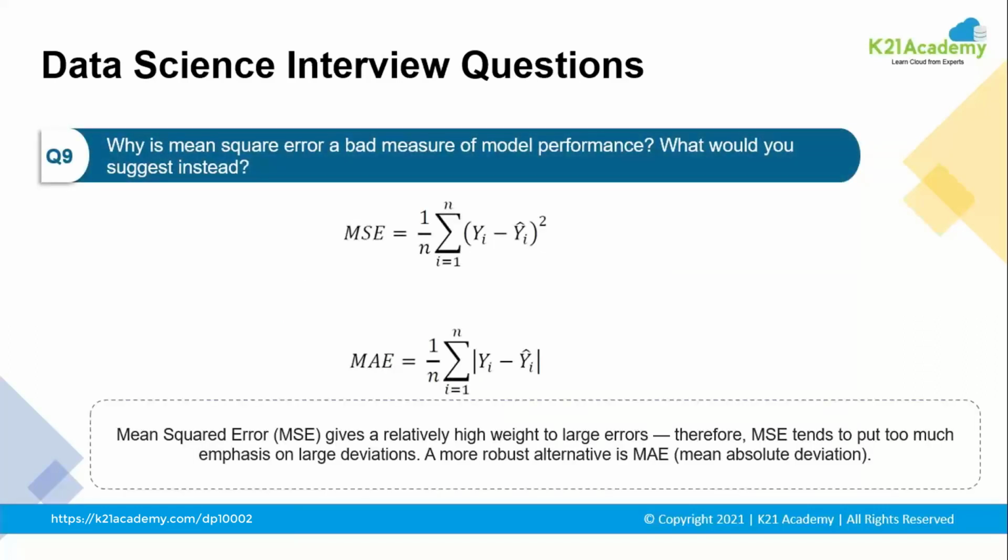Why is mean square error a bad measure for model performance? And what would you suggest instead? Okay, so we all know that to measure this, we have two types of error: mean square error and mean absolute error. What happens with mean square error is that it gives more weight to heavy errors, right? So if the error is pretty high, it would amplify it. Therefore, mean square error is not that good for measuring model performance. Instead, we can use mean absolute error.